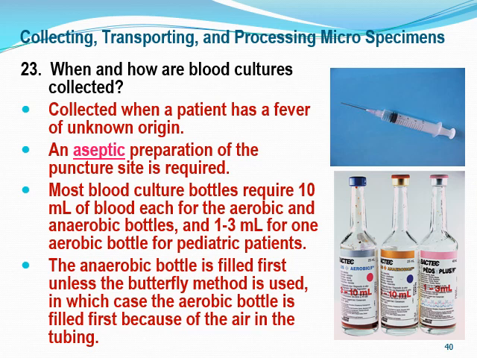The most important thing when collecting blood cultures is using aseptic technique in the preparation of your puncture site, right? Most blood culture bottles require about 10 milliliters of blood in each one, aerobic and anaerobic bottles, and about 1 to 3 milliliters for one aerobic bottle for pediatric patients, okay? So remember, for adults, it's usually 10 mLs in each, and for children, it's usually 1 to 3 mLs in just that aerobic bottle.